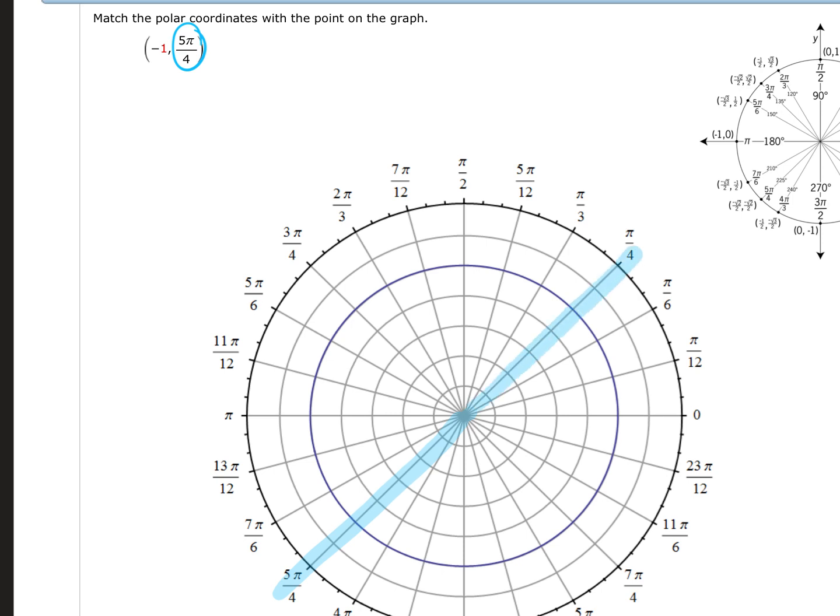Just draw a straight line. So instead of going positive 1, 1 ring that way, I'm going to go 1 ring in the opposite direction. So this would be my point. This is negative 1, 5 pi over 4. So if your r is negative, you just are going backwards 1 ring.